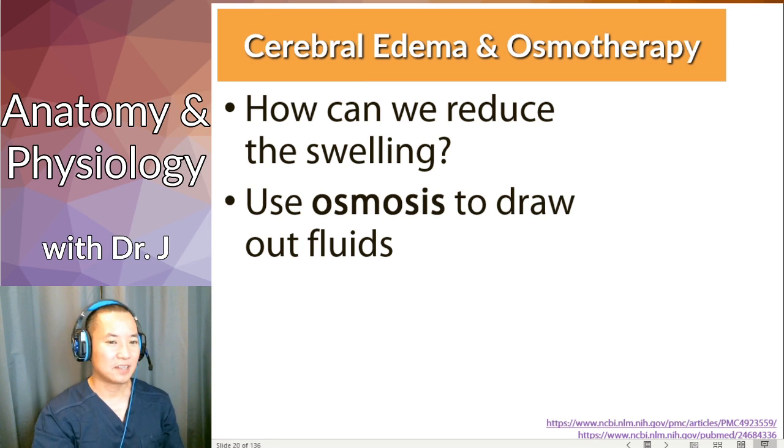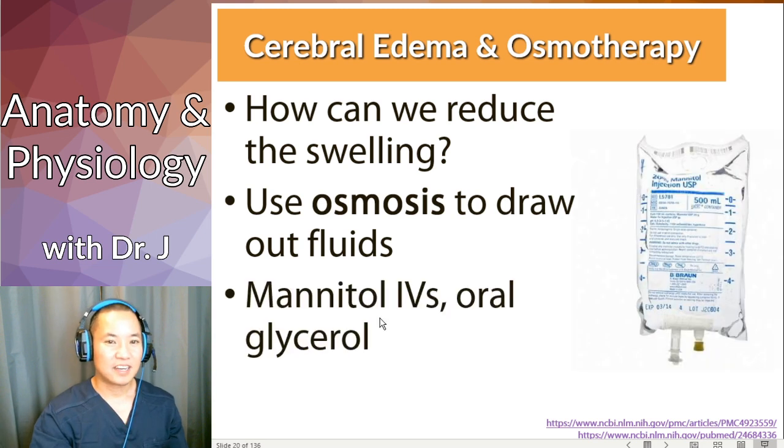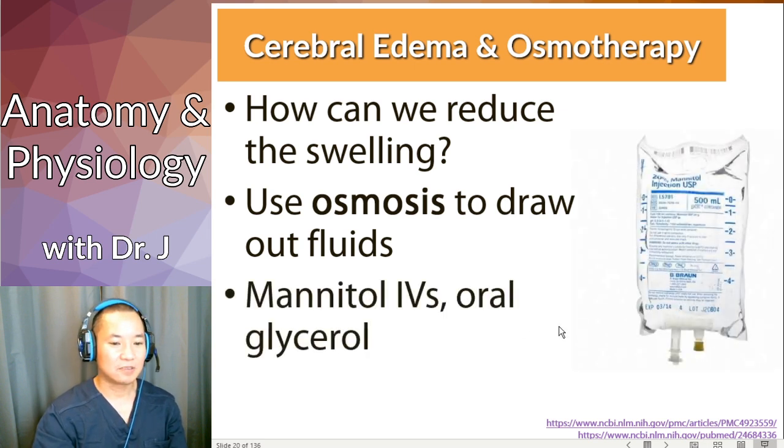When you have a membrane, which side does the water go to? The part with the higher concentration or the lower concentration? Remember, if you have two different fluids and a semi-permeable membrane that's permeable to water, water is going to go from the area of low solute concentration to the high solute concentration. So you want an IV that somehow takes the fluid from the brain and draws it out. Examples of fluids that might be able to draw out water include mannitol and oral glycerols.